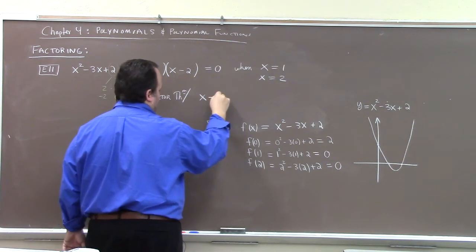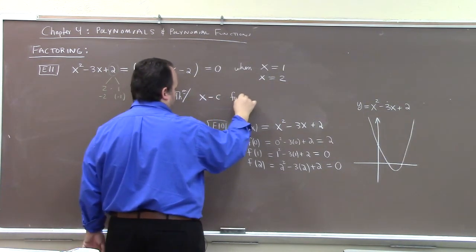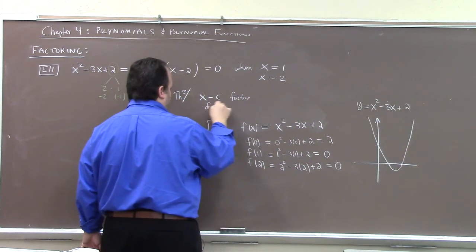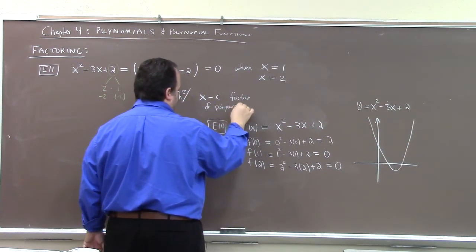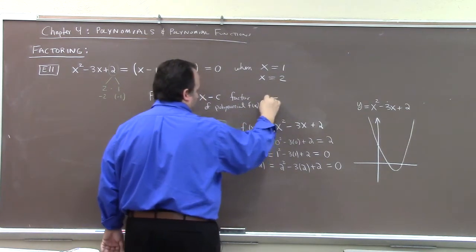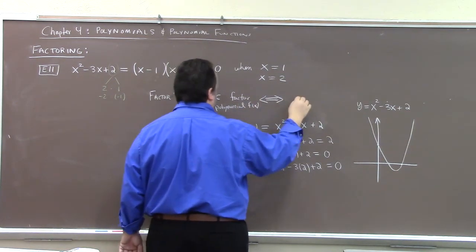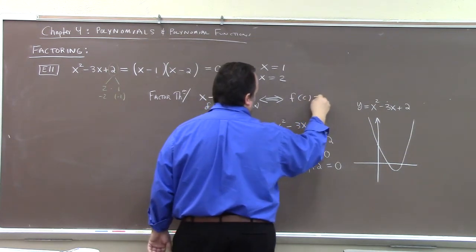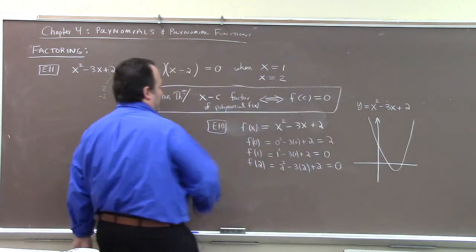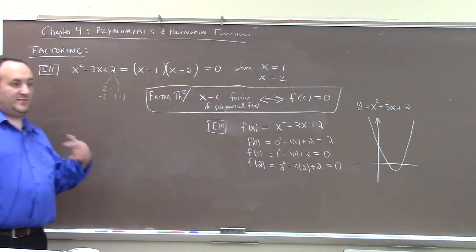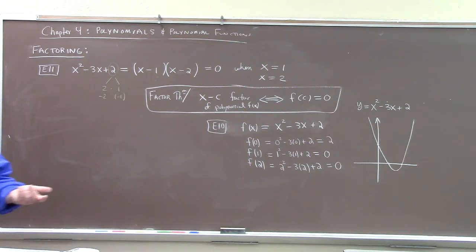x minus c is a factor of polynomial f of x, the same as saying f of c is equal to 0. If you've got x minus c as a factor, that means when you plug in c, you get 0. On the other hand, what's perhaps a little bit more exciting is if you plug in c and get 0, that forces x minus c to be a factor.